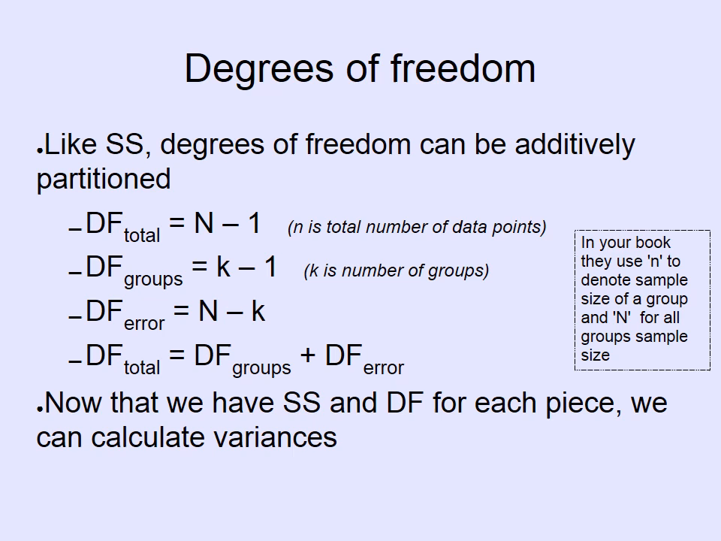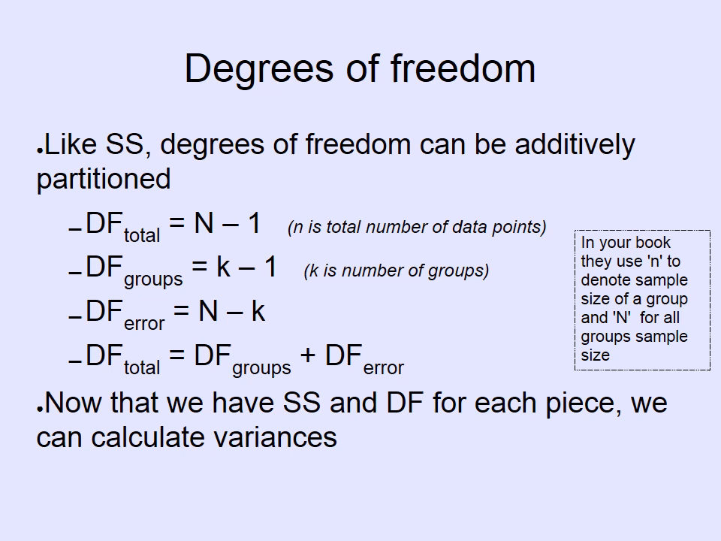Okay, and so degrees of freedom total is capital N minus 1, degrees of freedom groups is K minus 1, degrees of freedom error equals capital N minus K, and again, additive.